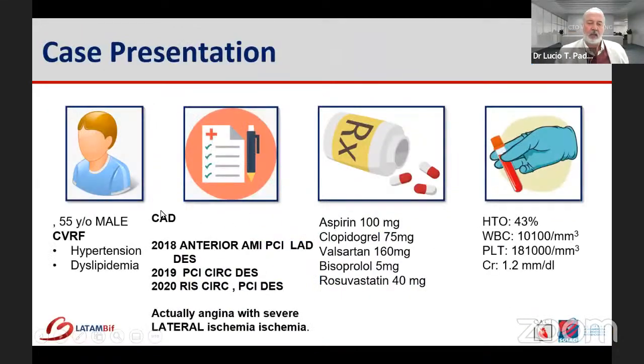I'm going to present a case of a male with prior acute MI with a stent in the LAD in 2018. And in 2019, before the COVID era, he had a PCI to the circumflex with a stent in the proximal and in the mid circumflex. And in 2020, he had a stent restenosis in the distal circumflex stent, and they put another stent. So nowadays, he actually has angina with severe lateral ischemia.